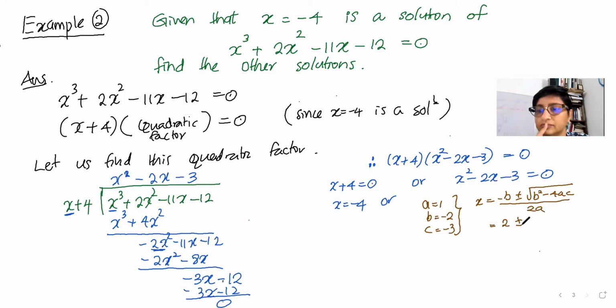Two, b squared is 4. What do you get in the root, inside the root?